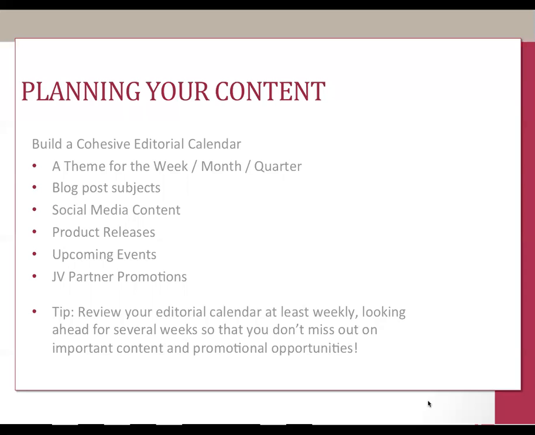You want to build a cohesive editorial calendar. The editorial calendar should include an overall theme for the week, month, and quarter. It should include blog post subjects, social media content, any product releases, JV partner promotions, and any upcoming events. And then you want to review your editorial calendar at least weekly, looking ahead for several weeks so that you don't miss out on any important content or any opportunities to promote material in your newsletter.